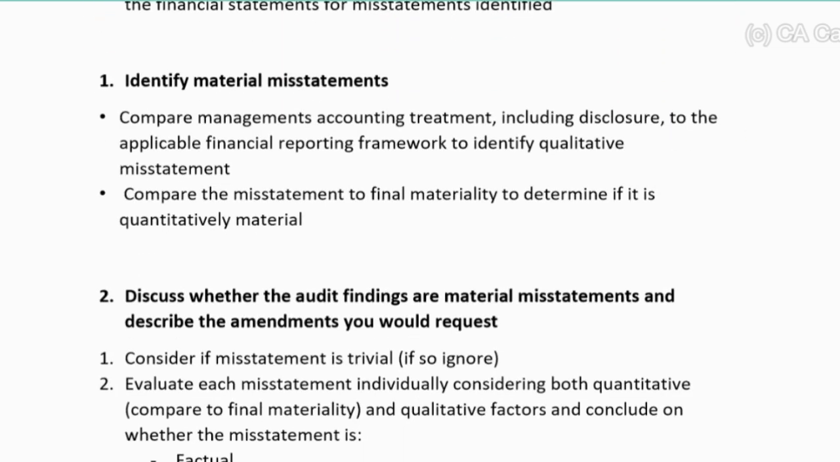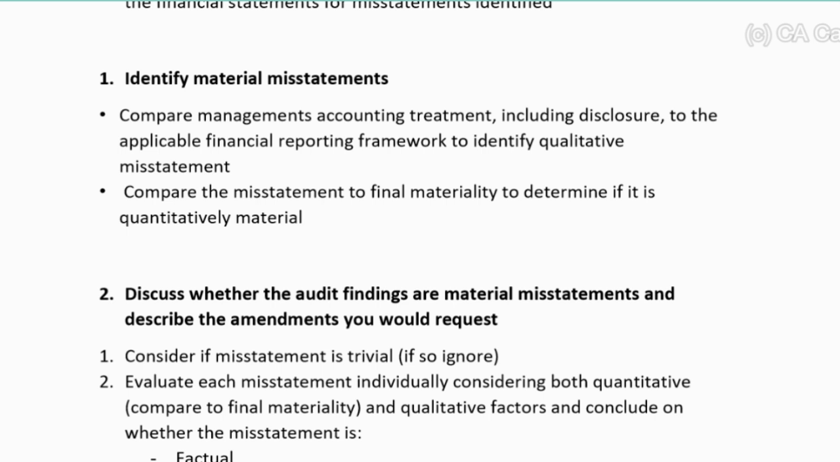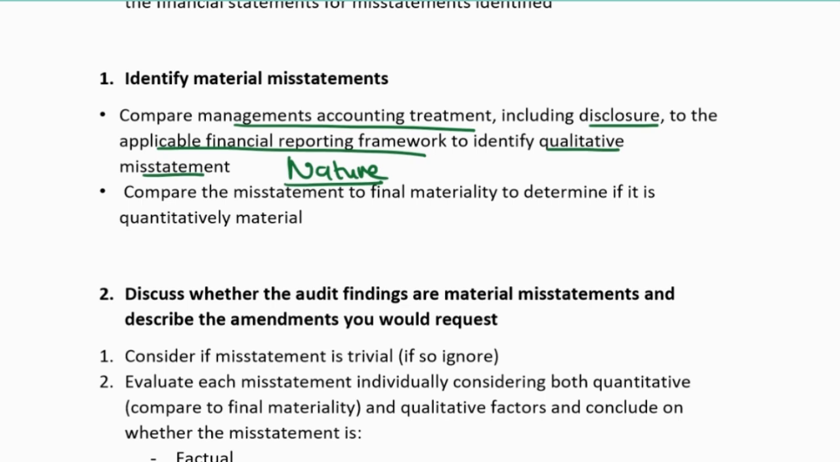So the first one, identify material misstatements. Easy. I need to compare management's accounting treatments, including disclosure, amount, classification, and presentation, to the applicable financial reporting framework to see if there is any qualitative misstatement. So I look at the nature of the misstatement first. Then I need to compare the misstatement in terms of amount to final materiality to see if there is a quantitative material misstatement. So we're looking at the amount here.